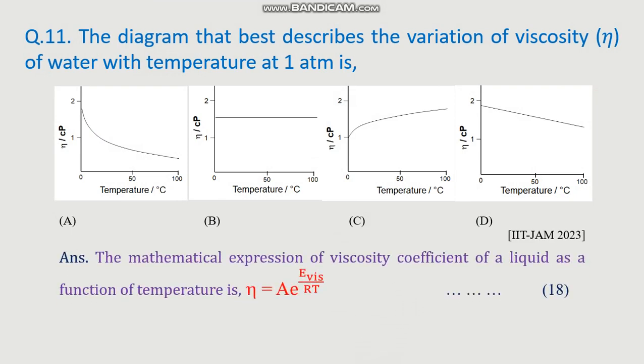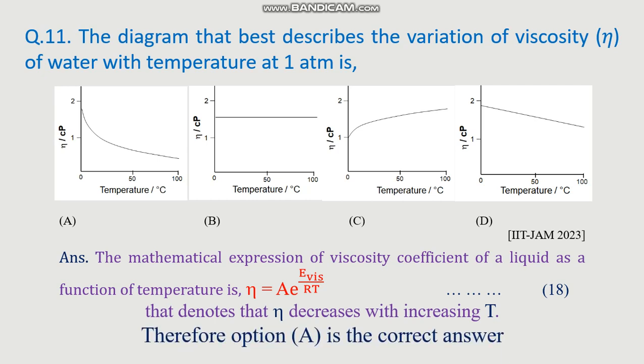The mathematical expression of viscosity coefficient of a liquid as a function of temperature is eta equals some constant times exp(E_vis/RT), which is actually equation number 18. Therefore eta decreases with increasing temperature. That is, option A is the correct answer.